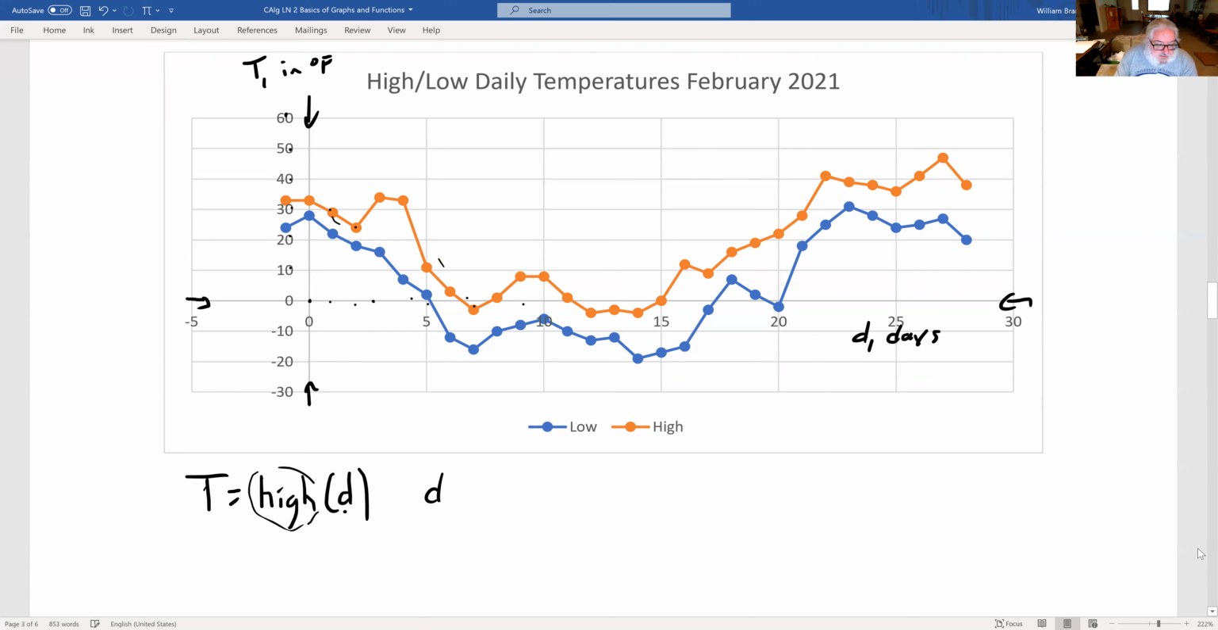So the domain is what things on the x-axis that you can plug in, the horizontal axis that you can plug in. Here it's actually a D-axis. And we start at -1 and we go to 28.